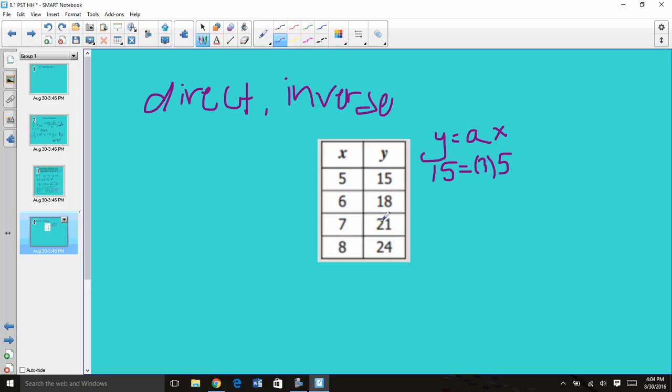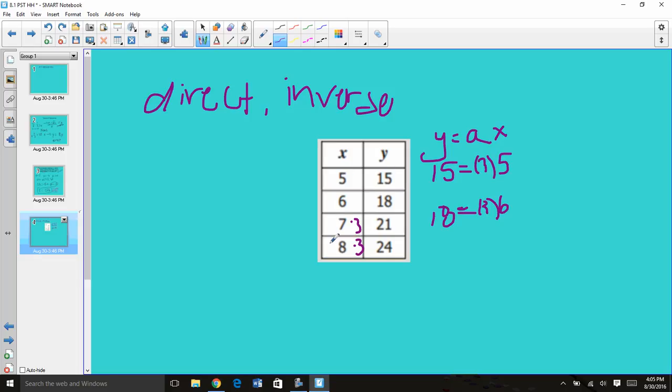Okay, so let's try the next one. From 6 to 18. What would we multiply 6 by? Well, 6 times 3 is 18. Can we do this for all of them? Is 7 times 3 21? Yes. Is 8 times 3 24? Yes. So we're not dividing or anything. We're just multiplying here. There's no division going on. To get from here to here.